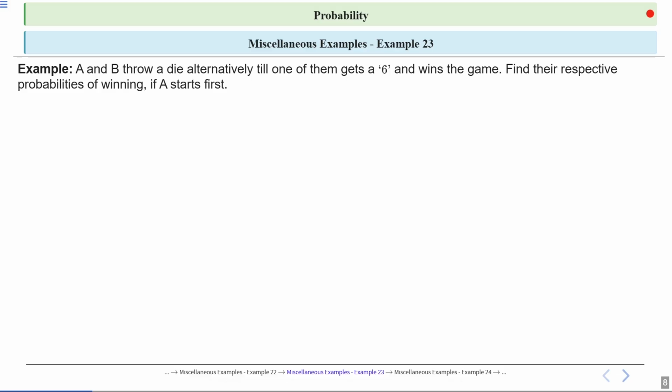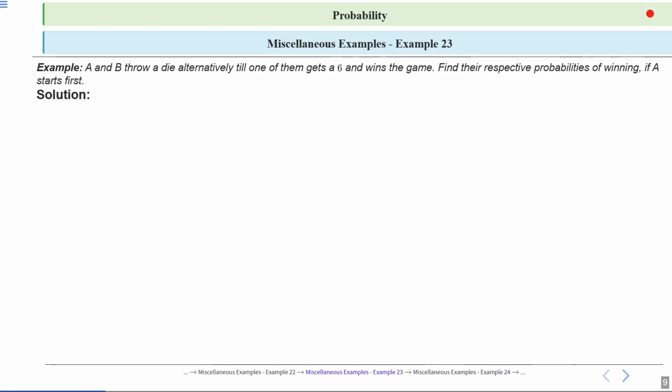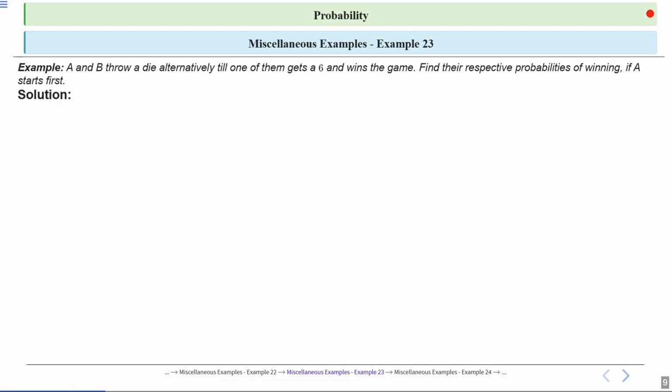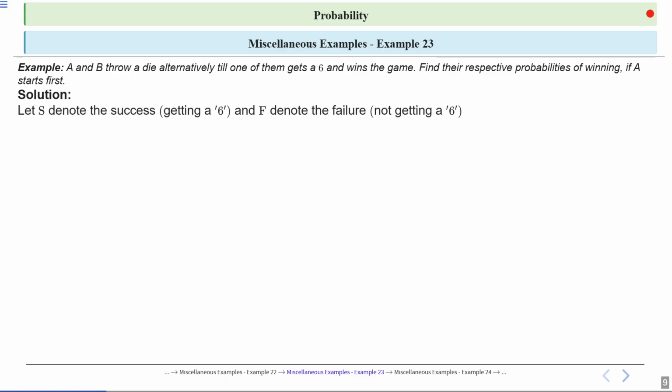In this example, we are given that A and B throw a die alternately till one of them gets a 6 and wins the game. Find their respective probabilities of winning if A starts first. First, try it yourself and then see the solution. So let's start the solution step by step.